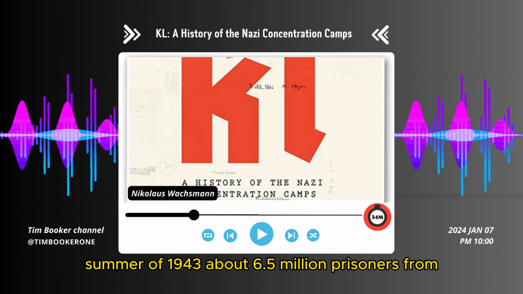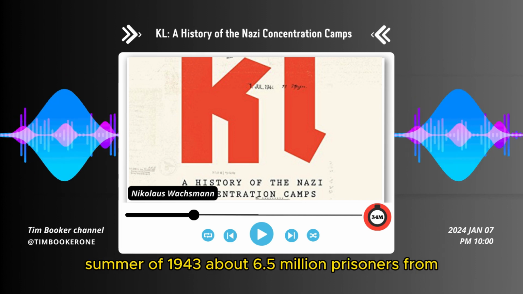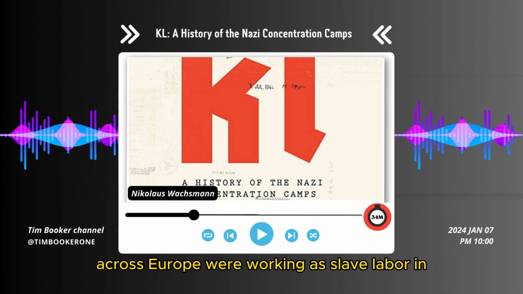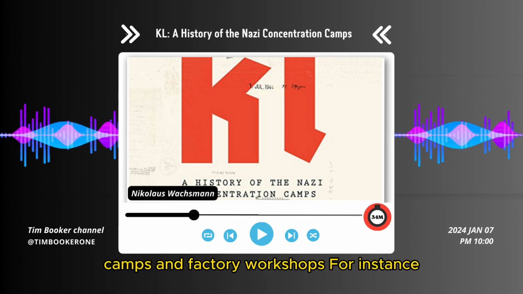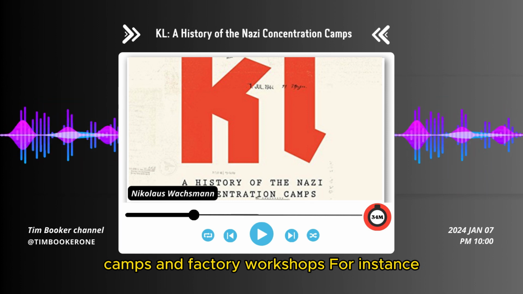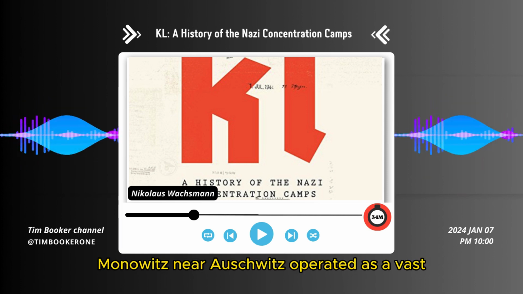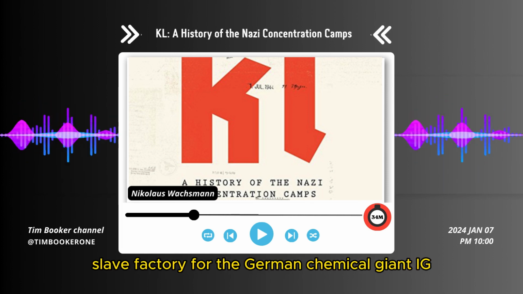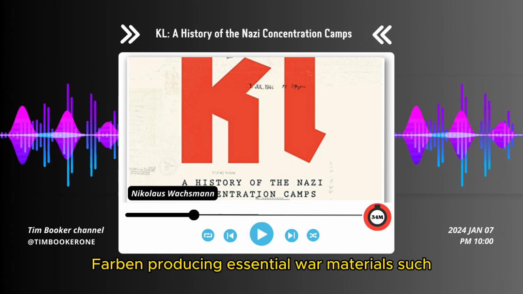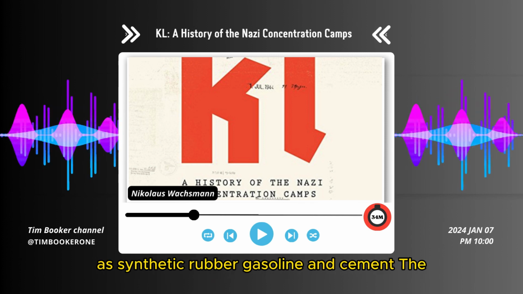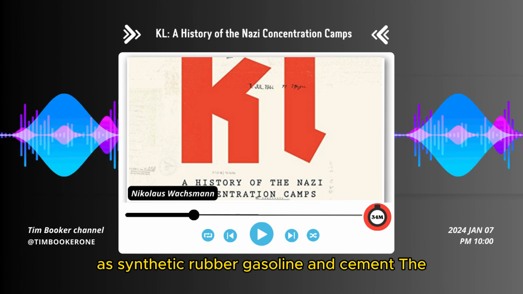By the summer of 1943, about 6.5 million prisoners from across Europe were working as slave labor in camps and factory workshops. For instance, Monowitz, near Auschwitz, operated as a vast slave factory for the German chemical giant IG Farben, producing essential war materials such as synthetic rubber, gasoline, and cement.